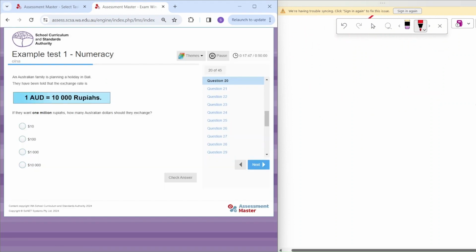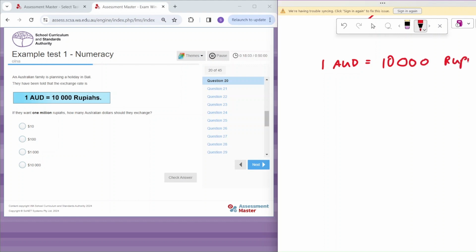An Australian family is planning a holiday in Bali. They have been told that the exchange rate is 1 AUD, or 1 Aussie dollar, we call it, is equal to 10,000 rupees. If they want 1 million rupees, how many Australian dollars should they exchange? This is a game of place value.